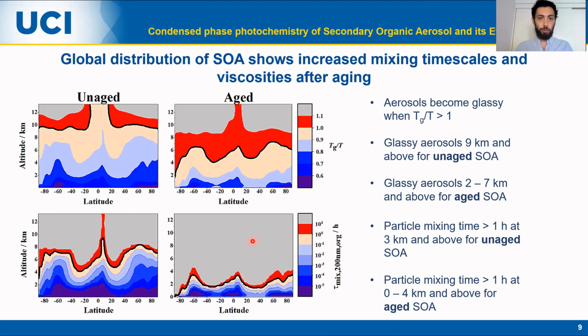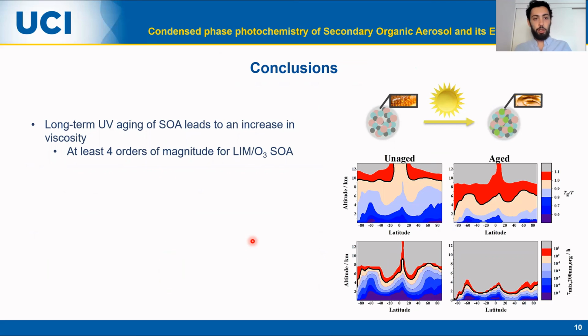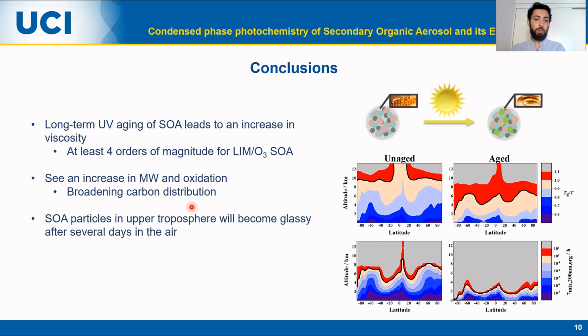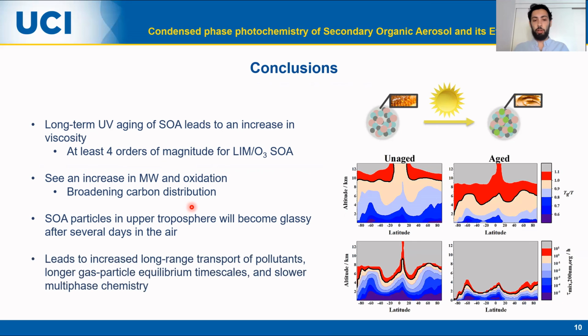And so from this, we'd like to conclude that long-term UV aging of SOA leads to an increase in viscosity. In the case of the limonene ozonolysis SOA that we looked at here, it was at least 4 orders of magnitude. And the parameterization based on mass spectrometry also saw it go up by about 3 orders of magnitude, so there's some agreement there. We think the composition changes are causing this change in viscosity. We saw an increase in molecular weight and oxidation, and a broadening carbon distribution. From this, we can conclude that SOA particles in the upper troposphere will become glassy after several days in the air. This will lead to increased long-range transport of pollutants, longer gas-particle equilibrium timescales, and slower multiphase chemistry.